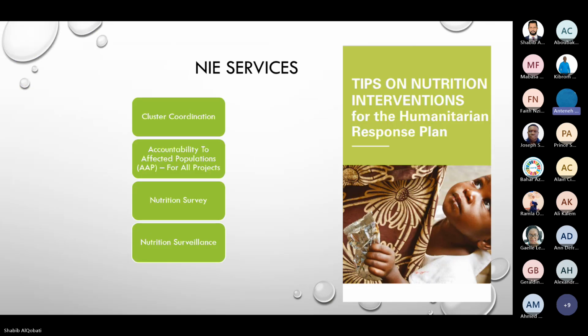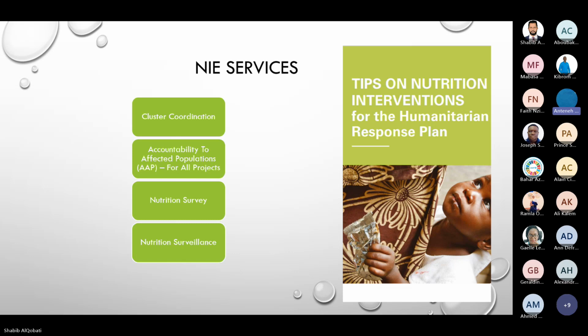And other supportive activities like cluster coordination. You may have specific activities even under that. You can have activity related to AAP. You can have activity on nutrition survey assessment and nutrition surveillance. All these are considered as nutrition response activities, either service delivery or supportive services like coordination and assessment and cross-cutting issues.